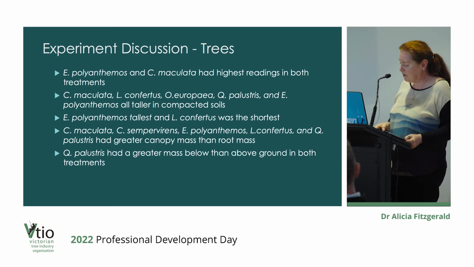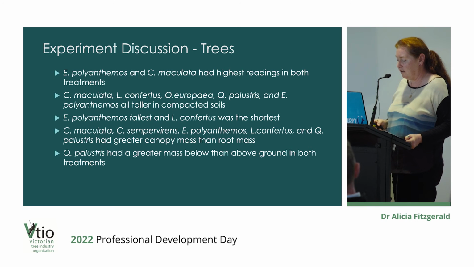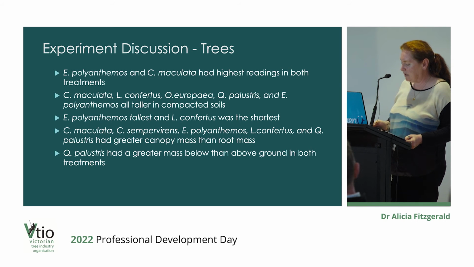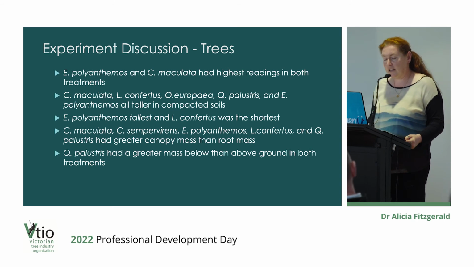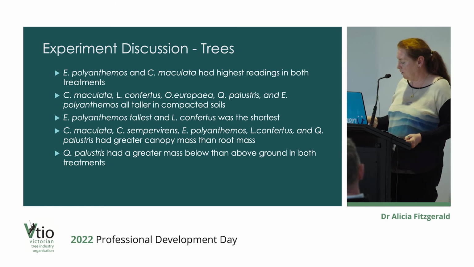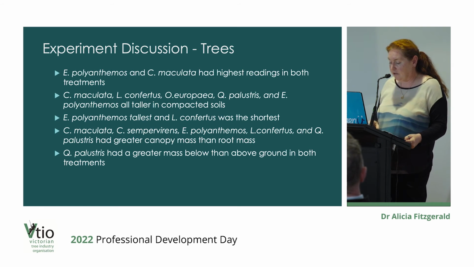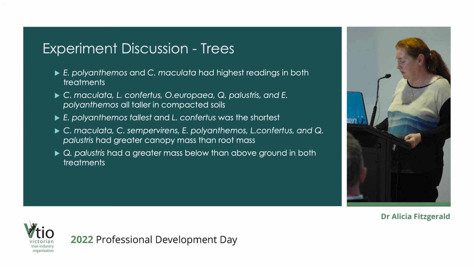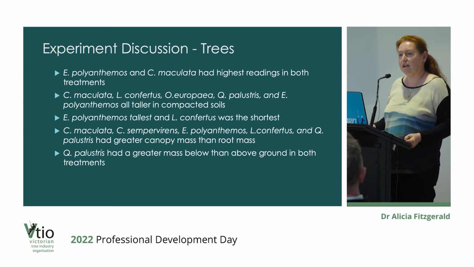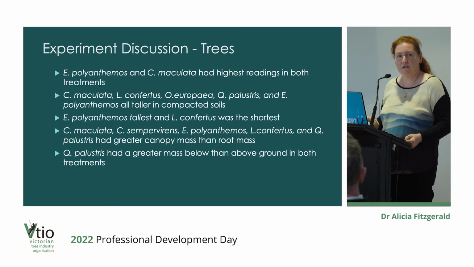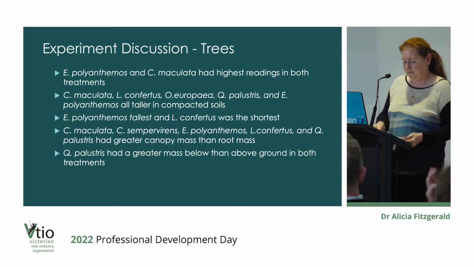Corymbia, Cupressus, Eucalyptus, Lophostemon and Quercus had significantly larger canopy mass means compared with root mass means in the compacted soil, suggesting that compacted soil had a negative impact on root growth. And Quercus had a greater mass below than above ground in compacted and uncompacted soil, so that was another interesting discovery.